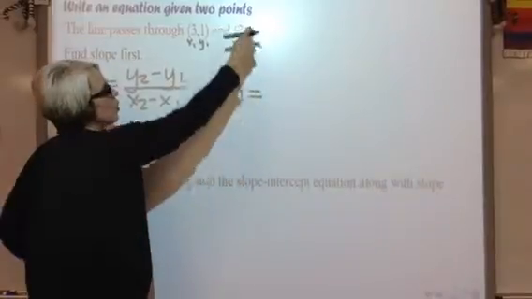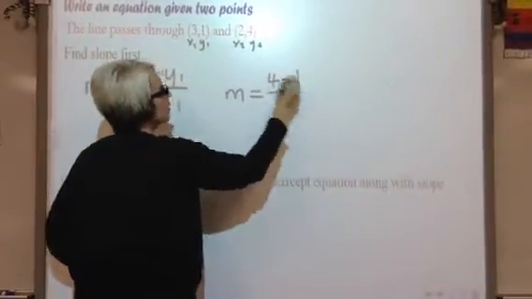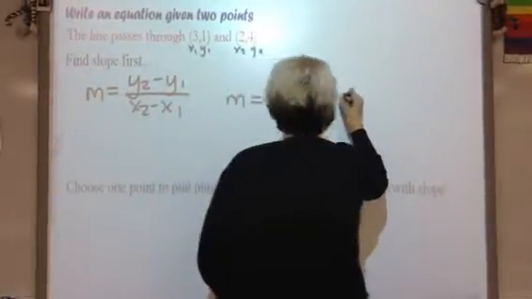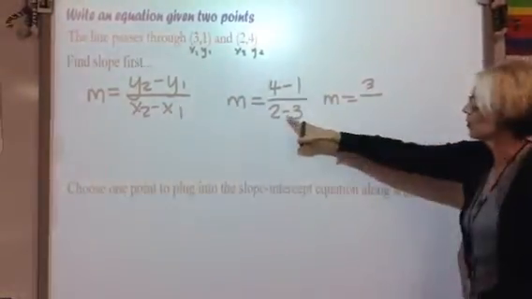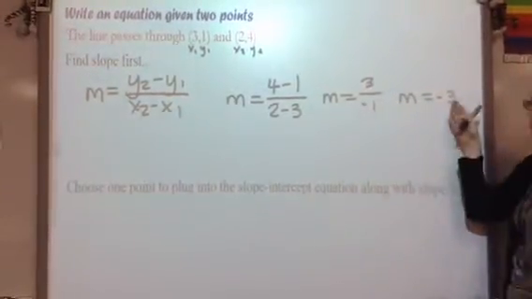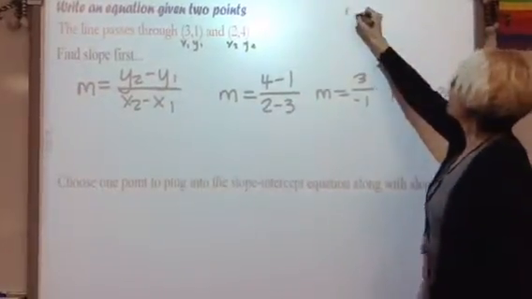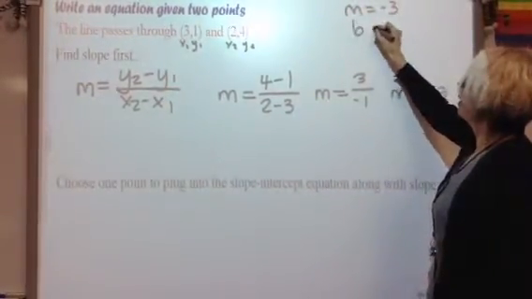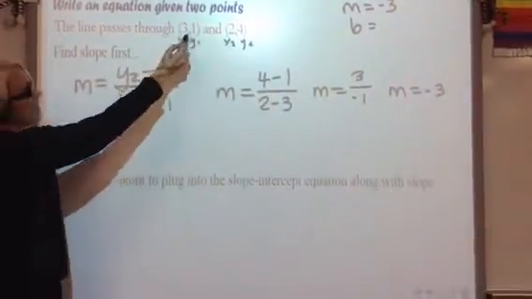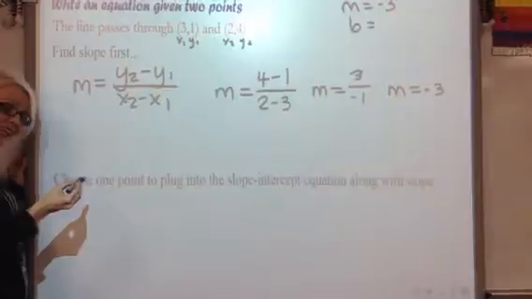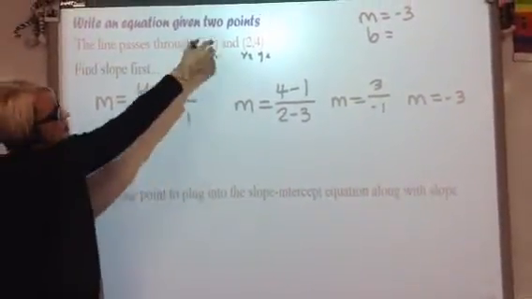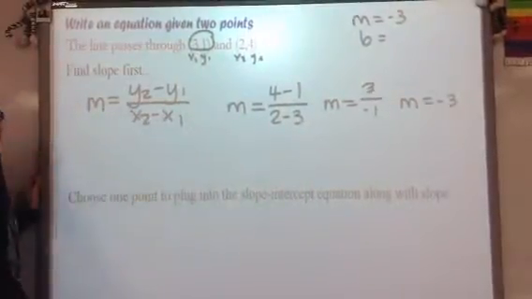m is equal to y2 minus y1 over x2 minus x1. Simplify. So m is equal to 3 over negative 1. So m is equal to negative 3. If you divide that out, you get negative 3. So I know my slope. Now I need to find my b. Well, what's kind of nice about this one is you can pick either point to plug in, and they'll both simplify to the same b. That's kind of nice. So I'm just going to pick the first one, and you could really pick either one.